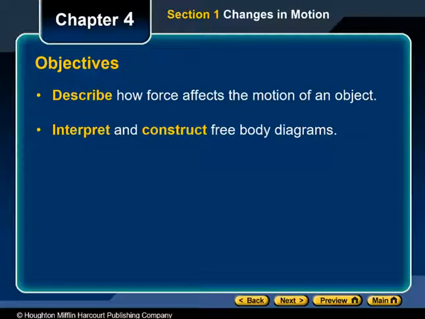At the end of this video, you should be able to describe how force affects the motion of an object and interpret and construct free body diagrams.